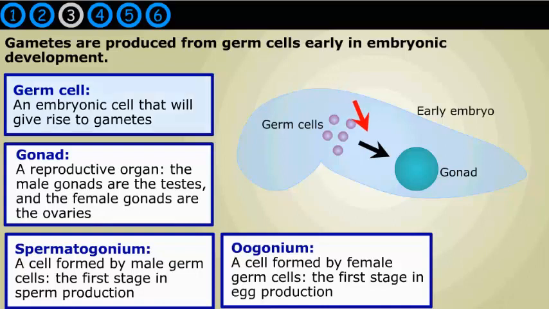They move through the developing embryo to the site where the gonads or reproductive organs are forming and invade the gonads. The male gonads are called the testes, and the female gonads are the ovaries. In the first stage of production of sperm and eggs, the male germ cells mature into cells called spermatogonia, and the female germ cells mature into oogonia. These cells will eventually form the sperm and eggs.